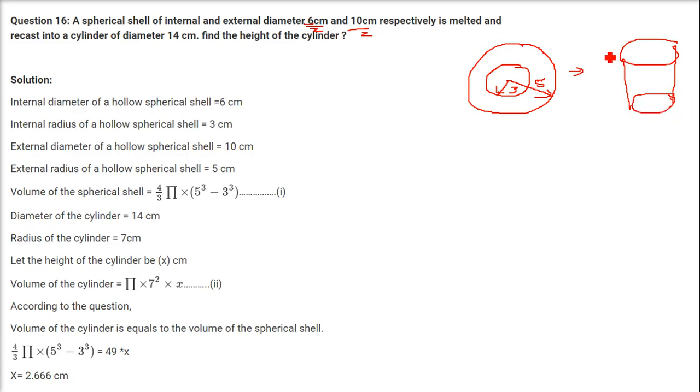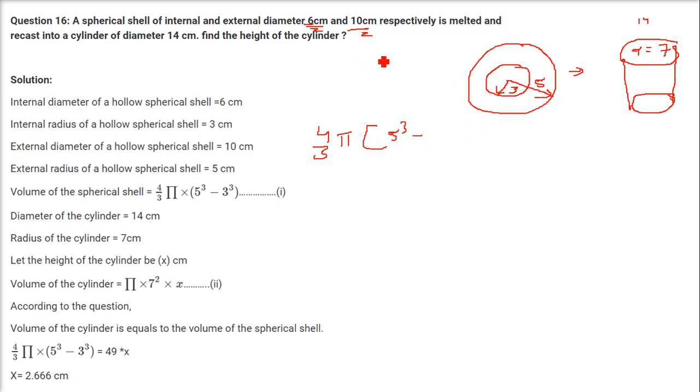A cylinder of diameter 14 centimeter. Now the diameter of the cylinder is 14 centimeter, so the radius will be 14 by 2, that is 7. So we'll just equate the volume of these two. What is the volume of this sphere? It is 4 by 3 pi, and we'll take the external one, r cube, minus the internal one.